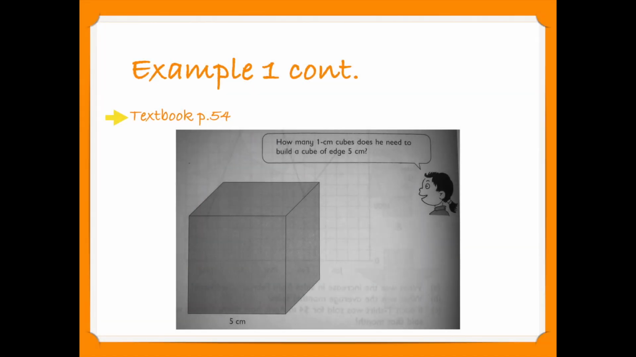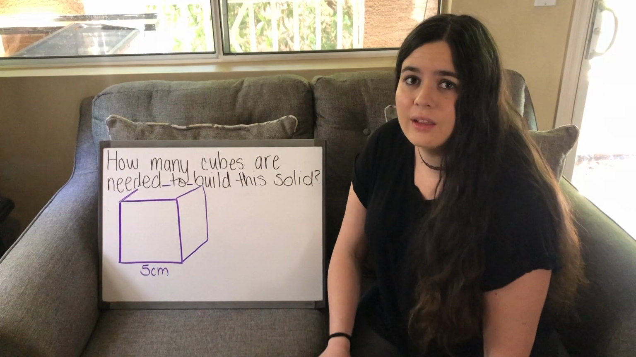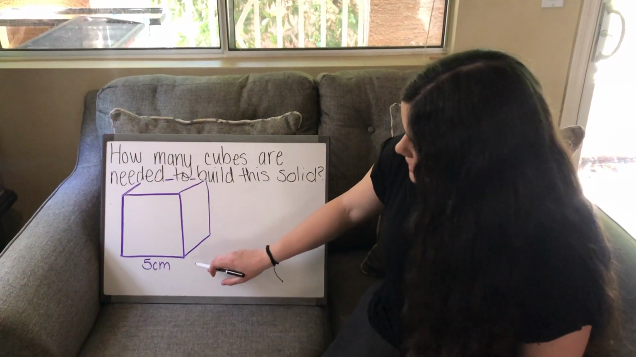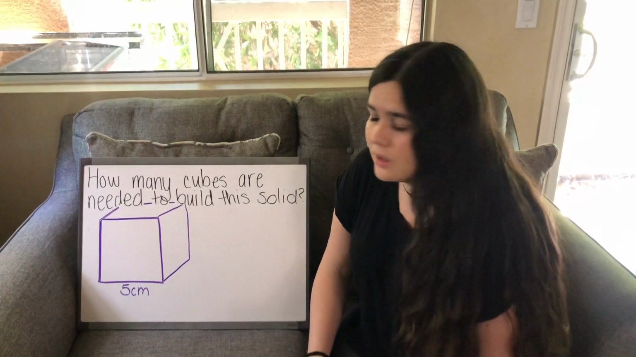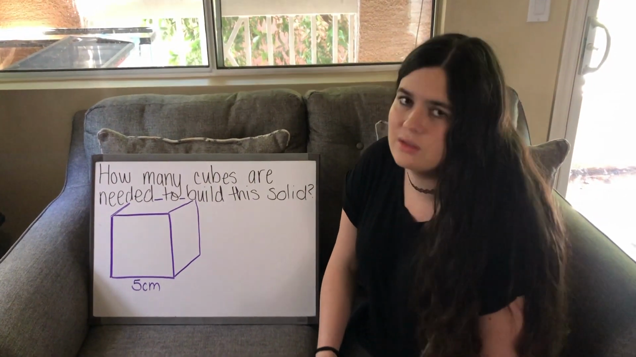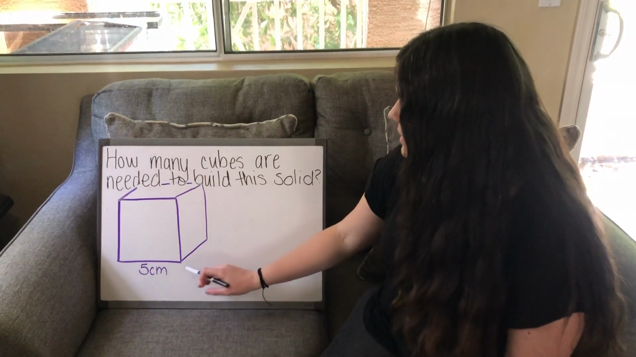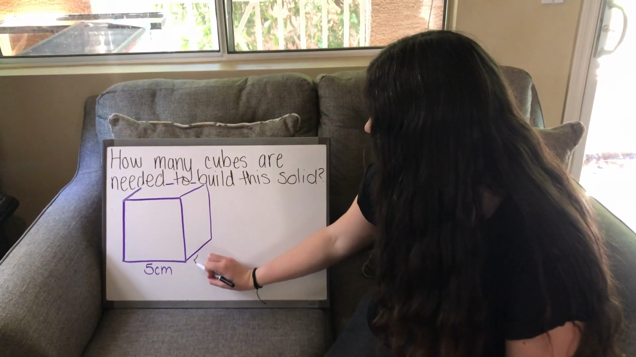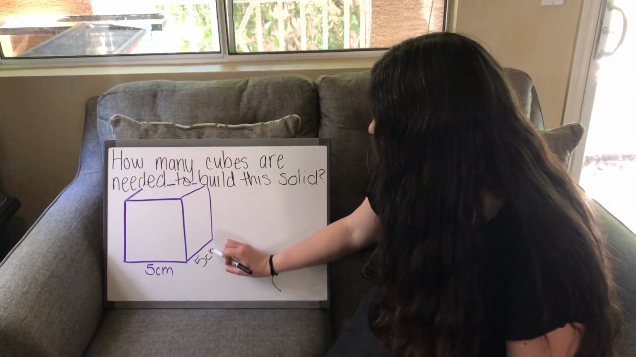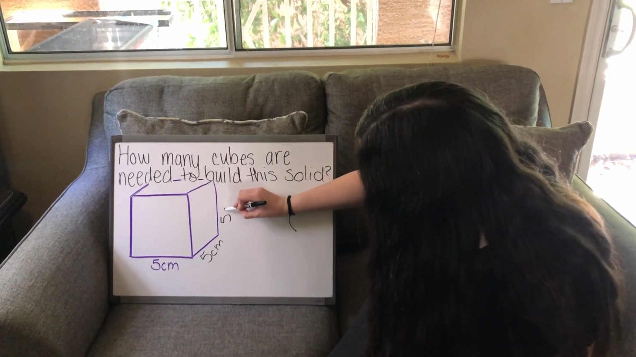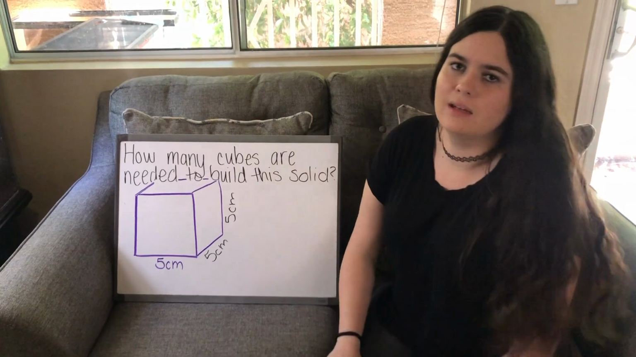How many 1 centimeter cubes does he need to build a cube of edge 5 centimeters? The first step that we need to do is find out what our missing measurements are. So since we're working with a cube, we know each of the edges is going to be the same length. So if the length is 5 centimeters, then we know the width is also going to be 5 centimeters, and the height here is going to be 5 centimeters as well.